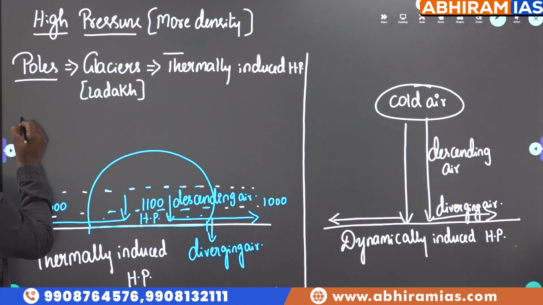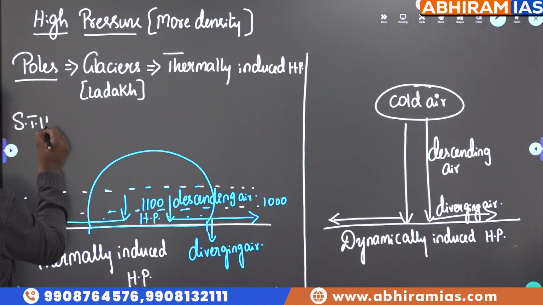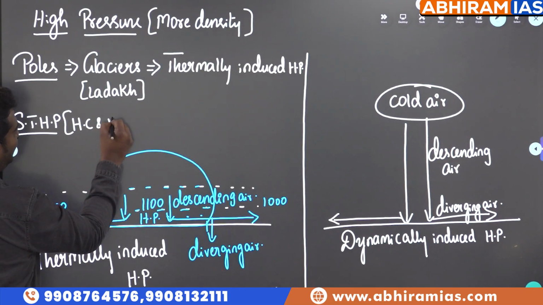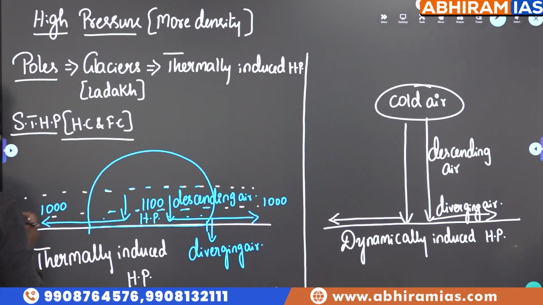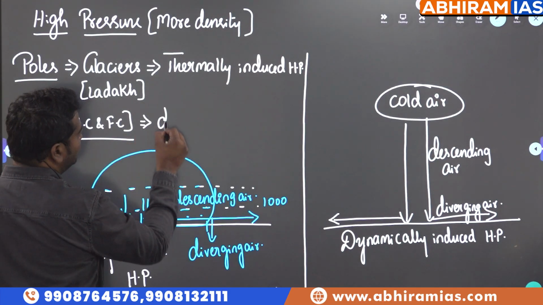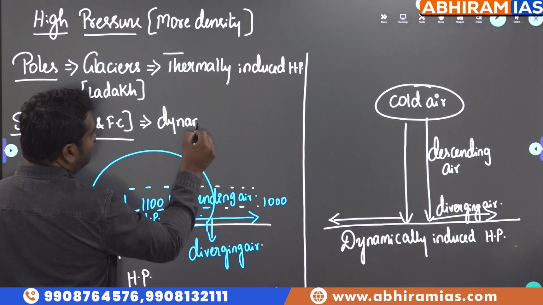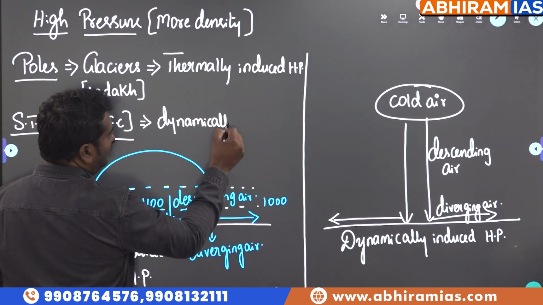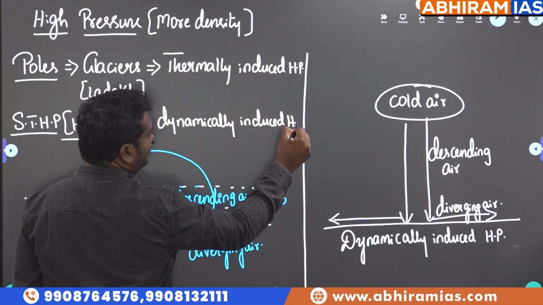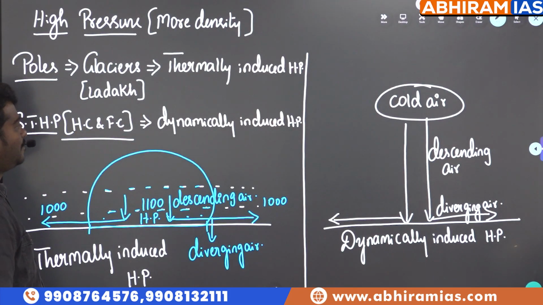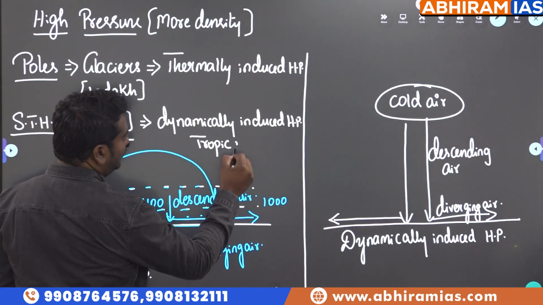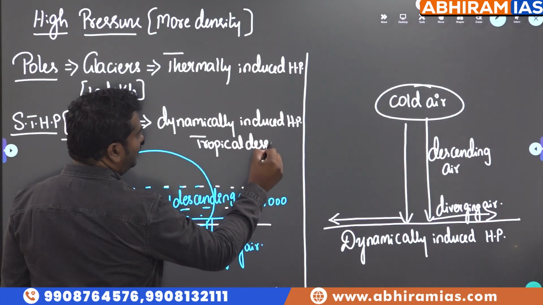Now you take the case of subtropical high pressure. You might have heard of something called Hadley Cell and Ferrel Cell. In between Hadley Cell and Ferrel Cell, you will have subtropical high pressure. This is dynamically induced high pressure. This is the reason you get tropical deserts.